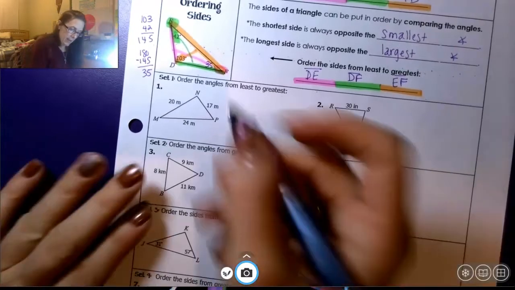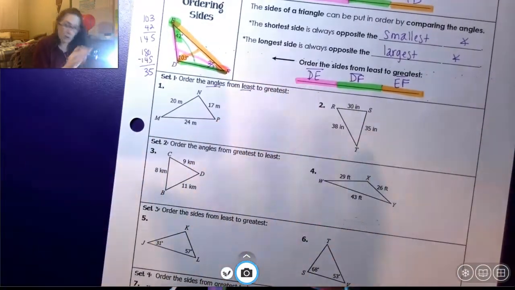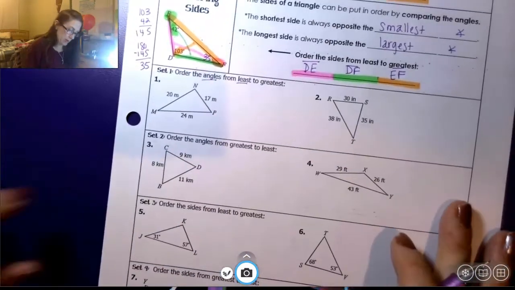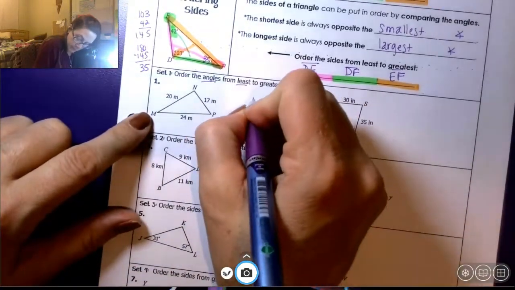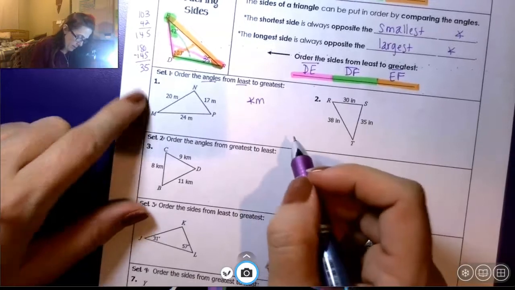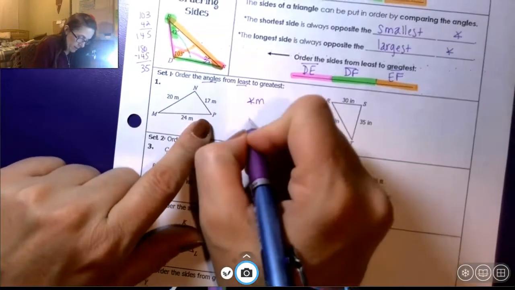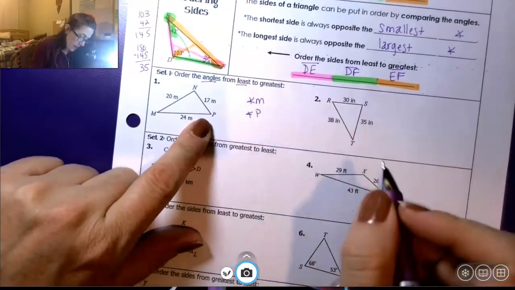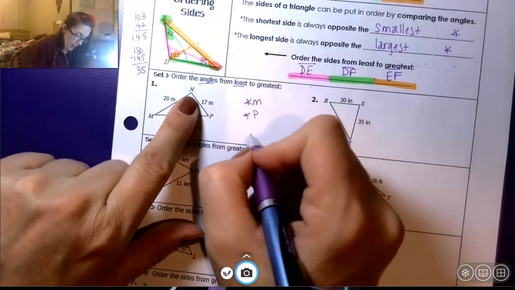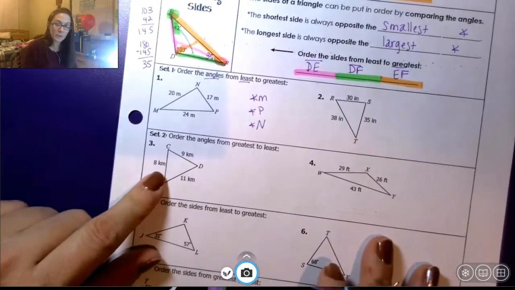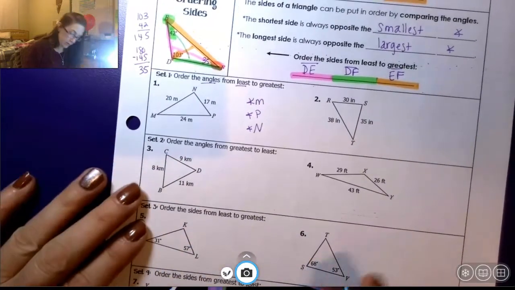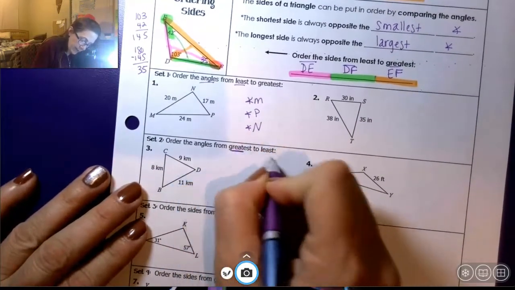I want to set the angles from least to greatest. Make sure you pay attention to the directions. So the smallest one, 17, would be angle M. My medium one is 20, would be angle P. And my largest one is 24, would be angle N.